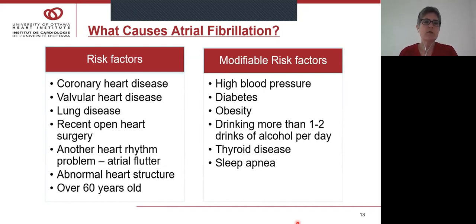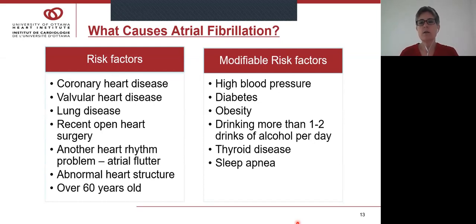So some risk factors are coronary artery disease. So if you've had a heart attack, a stent, or you know you have some blockages in the arteries in the heart. If there's any disorders of the valves, if you have lung disease like COPD or severe asthma, if you've had open heart surgery, we know in the first few months after, you're at higher risk of having atrial fibrillation. And as I mentioned before, if you have had atrial flutter in the past, you're at risk of going on to develop atrial fibrillation. Any abnormality in the heart structure, or simply being over the age of 60 puts you at higher risk.